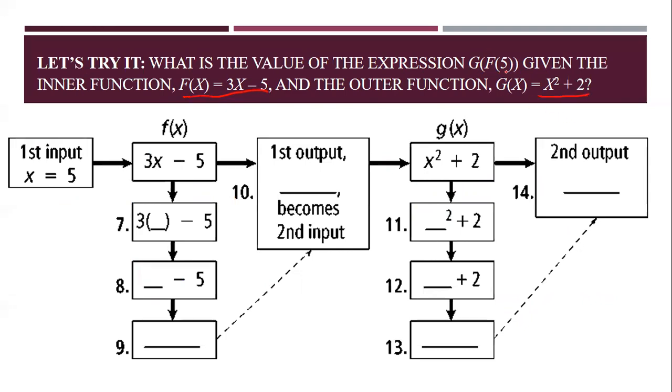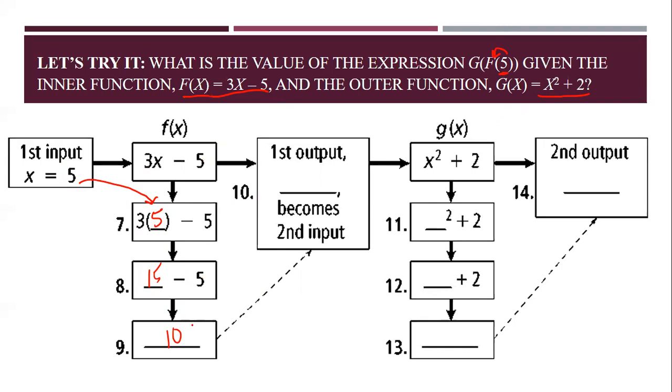So the inside is where we start. So our inside is 5. So our first input is gonna be X equals 5. X equals 5 is gonna be put into F. F is 3X minus 5. So where there's an X, I'm gonna plug in a 5. And now I'm gonna evaluate. 3 times 5 is 15. 15 minus 5 is 10.